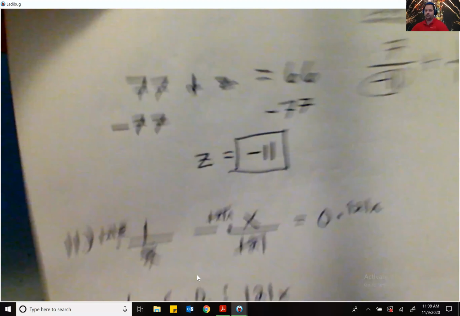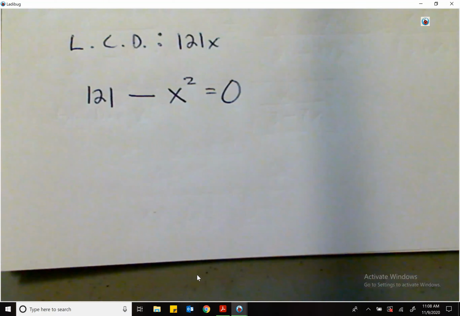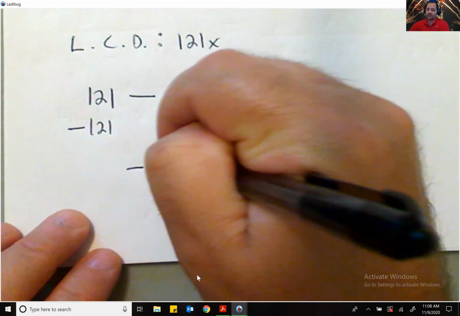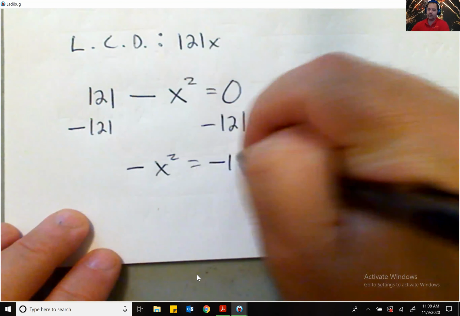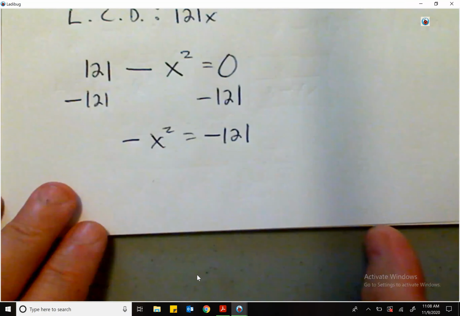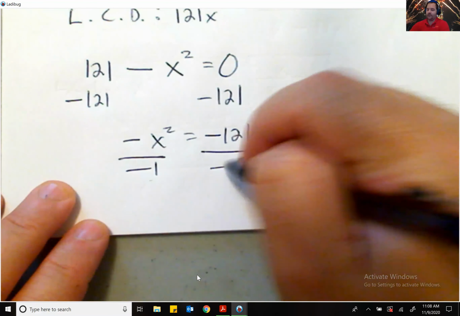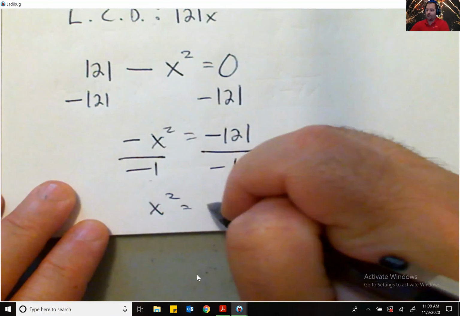Now what are we going to do? You can either bring over anyone you choose. We can subtract 121 or add x squared. Okay. So we can subtract 121 from both sides. So that gives us negative x squared equal to negative 121. Now what? You're gonna multiply or divide each side by negative 1 because you want the x to be positive. That's right. So x squared is equal to a positive 121.